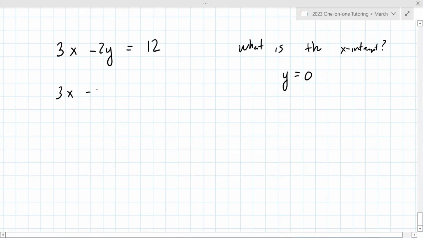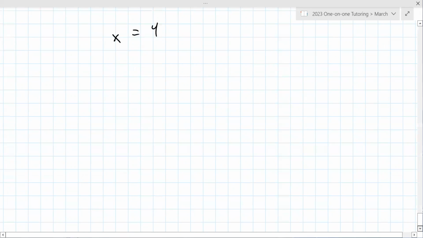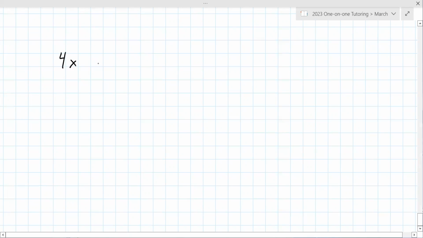So it's 3x minus 2 times 0 equals 12. What is 2 times 0, Sourish? 0. So this becomes 3x equals 12, and that's going to give you 4. X equals 4. Very good. All right, so let's have you try one here: 4x plus 3y equals 20. I want you to find the x-intercept for me, please.